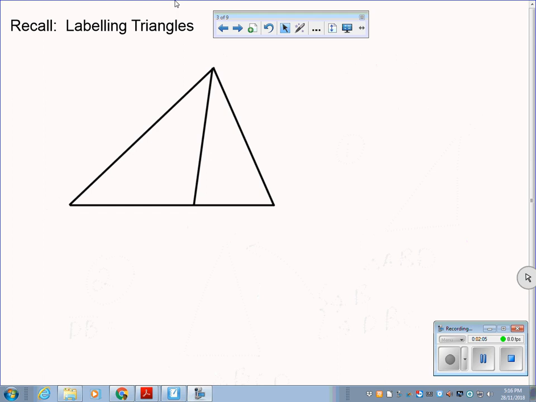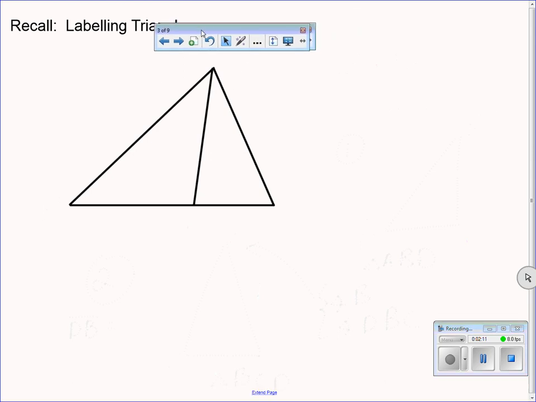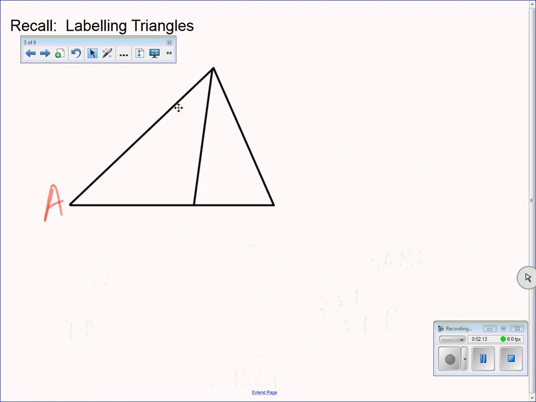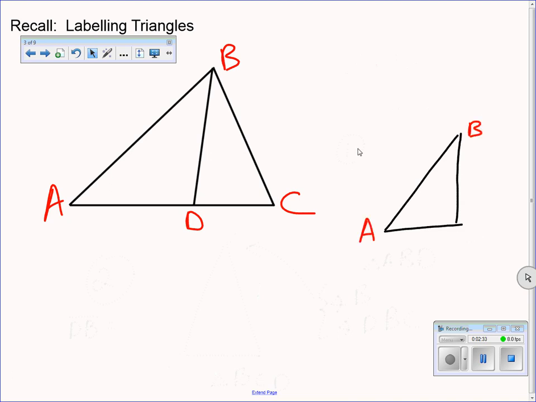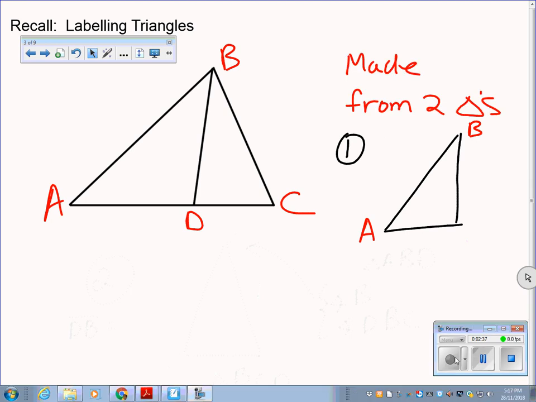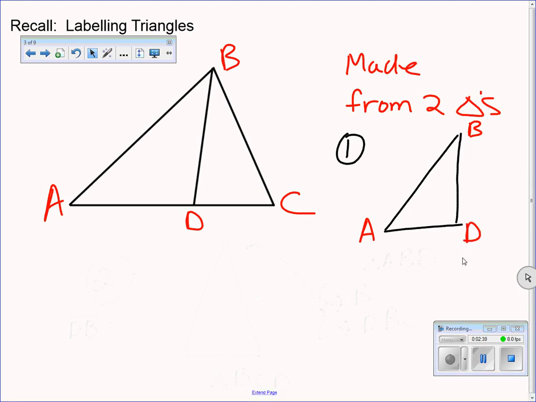Right now we have some preliminaries. We have to take a moment and label our triangle. If I have a triangle, let's call it A, B, and C, with this other triangle D in it. If you look at it overall, there are two triangles here. We have the first one, ADB, which is this, and we have another triangle. Let's call it BDC.